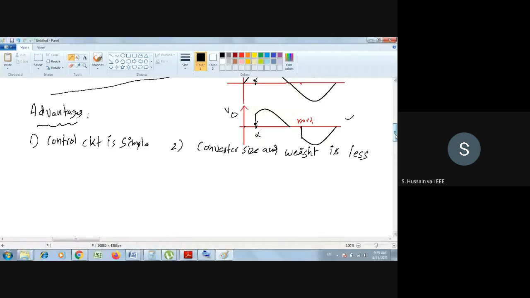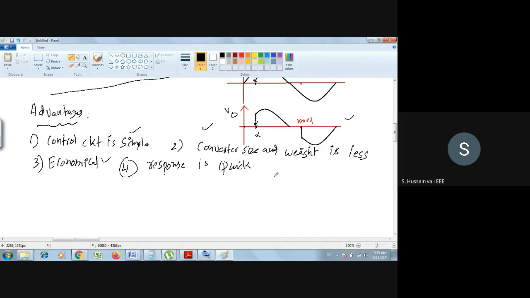And it is economical. Another one is that it is economical. The first, second and third advantages are all related. So that's simple. And another one is that the response is also quick. Why is the response quick here?